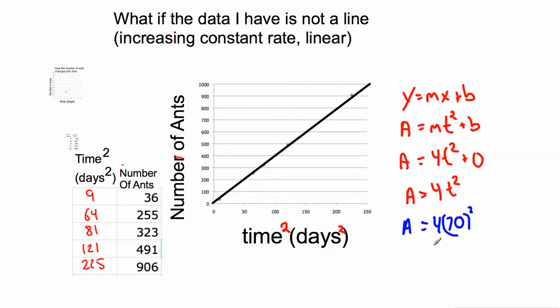All right, and so you can go ahead and try that on your calculator. 70 times 70 is 70 squared, times 4. And I get 19,600 ants. That's a lot of ants. Okay, so this is the process of making a mathematical model. And you can now go on to the next step of the assignment.